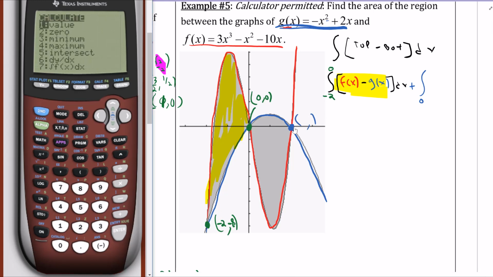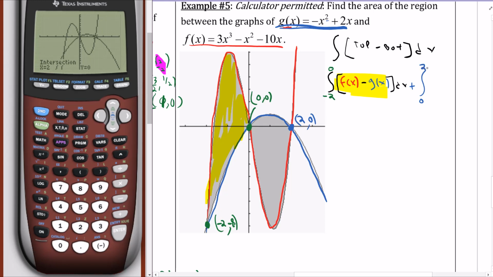Second trace, intersect. So now, just to be sure, let's go over towards the point of intersection we're trying to find, which is over here. Press enter. That's the first curve. Second curve is there. Press enter. Guess. Get it close. Press enter. And this point of intersection is 2, 0, which is what we hoped. But we do check to make sure. So we're going from 0 to 2 on this one, and we want to do top minus bottom. So in this case, the blue function g of x is on top, and my f of x is on bottom.